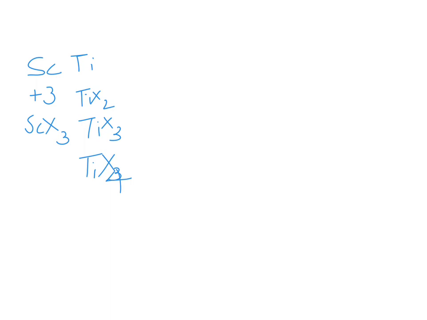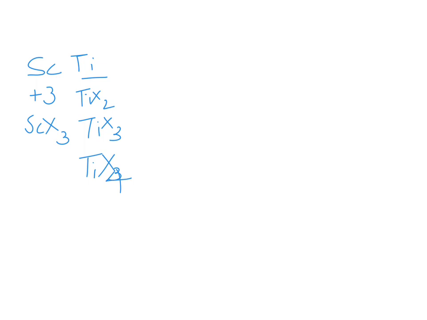Scandium shows only one oxidation state, that is plus 3. The example is ScX3. Then titanium, it shows plus 2, that is TiX2, then plus 3, TiX3, and plus 4, TiX4. So plus 2, plus 3 and plus 4 oxidation states titanium shows.